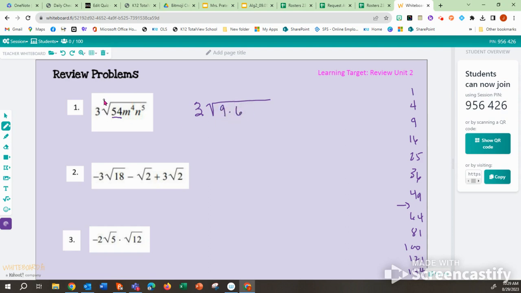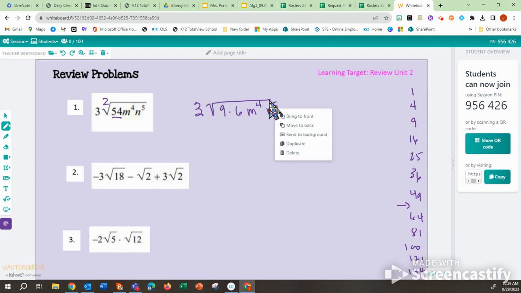And then remember, since there's not an index, my index is an understood 2. So then I'm going to look at my m to the 4th. And if 4 is divisible by 2, then it's a perfect square. So I'm going to just bring my variables down, and then I'll do this all in the next step. 5 is not going to be divisible by 2. So n to the 5th is not going to be a perfect square. That means I'm going to have an n left under my radical.